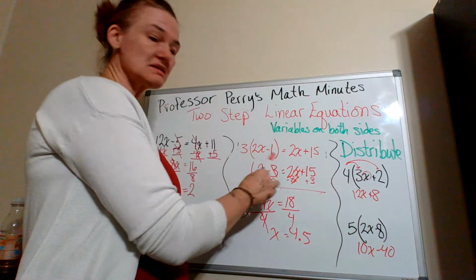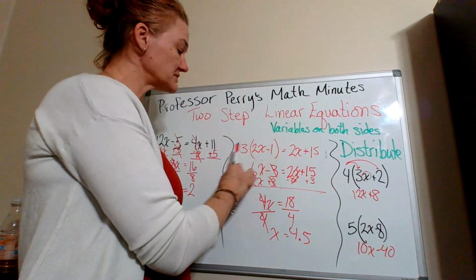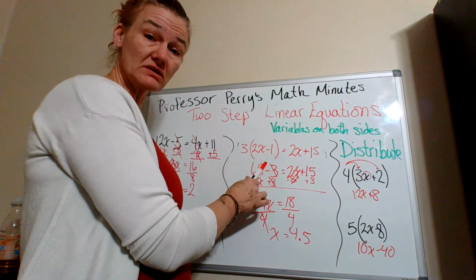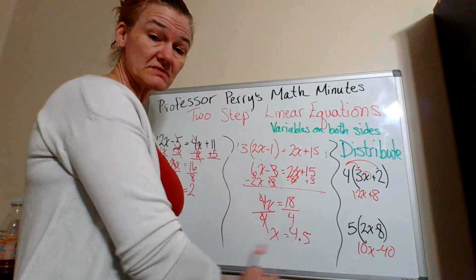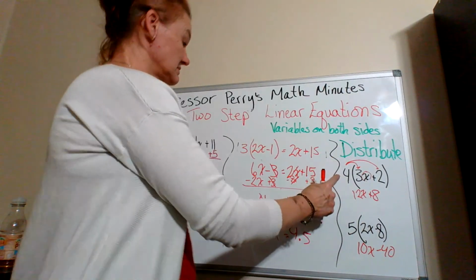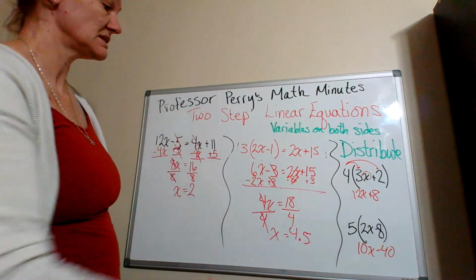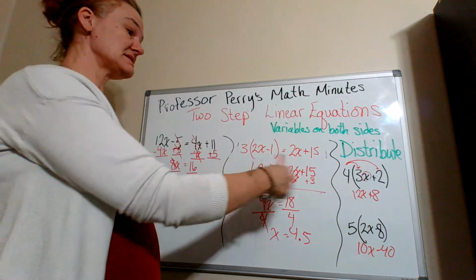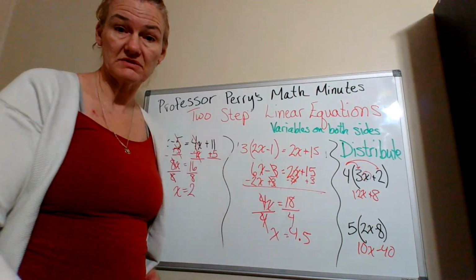So if you see this on one side of your equation, you have to distribute that first. Then you can move things around. But this is what it means by distribute. Combine like terms is when you're putting all the x's in the same place and you're putting all the plain numbers in the same place.